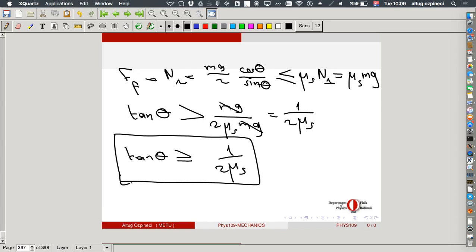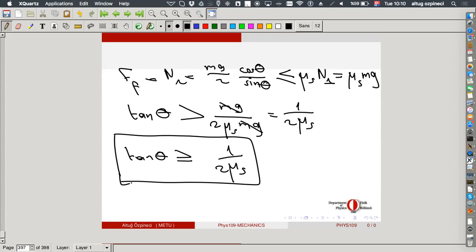You see, if the friction force is large, that means this mu s is large. So this number is small, so tangent theta can take small values. Well, if tangent theta gets smaller values, that means the angle theta itself can take very small values. Now, another limit that we can look at is if the surface is very smooth, if mu s is very small. This relation tells me that if mu s is very small, then this number over here is very large. It's huge. So tangent theta should be very large.